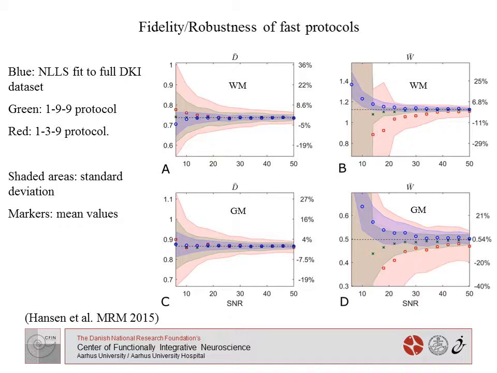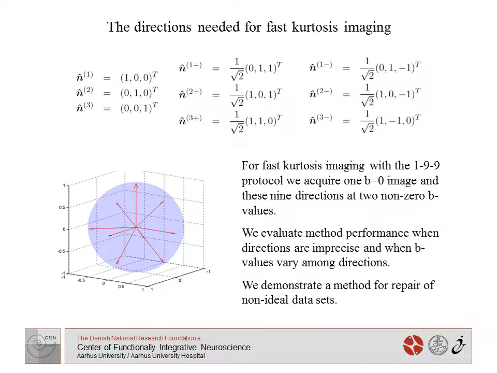and the markers show the mean values over noise realizations. And we see that for realistic SNR levels of maybe 30 or 40, the 199 protocol performs almost comparable to the non-linear least squares fitting to a large dataset that has more than 7 times as much information as the 199 protocol. And we also see that the 199 protocol consistently outperforms the 139 protocol. So all in all, these simulations show the 199 protocol to be quite efficient.